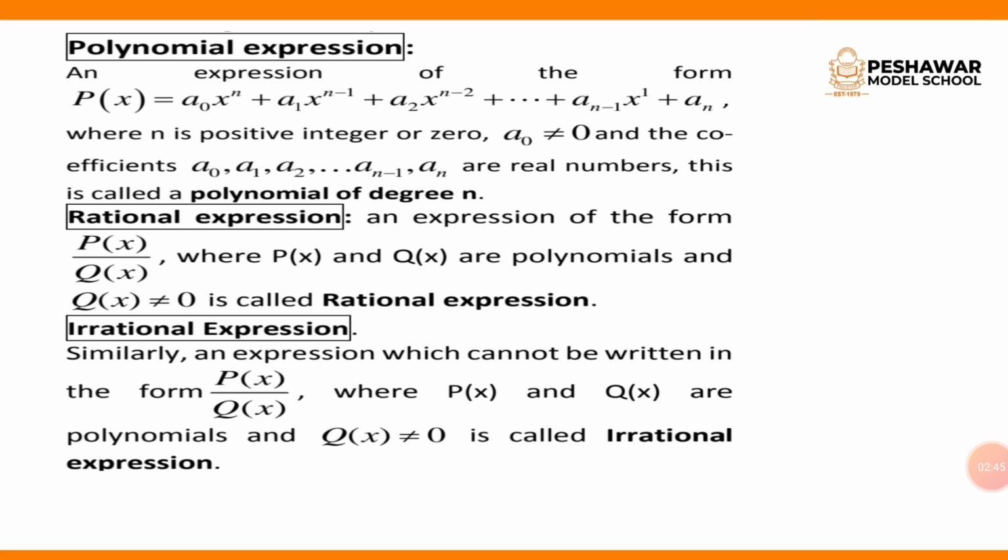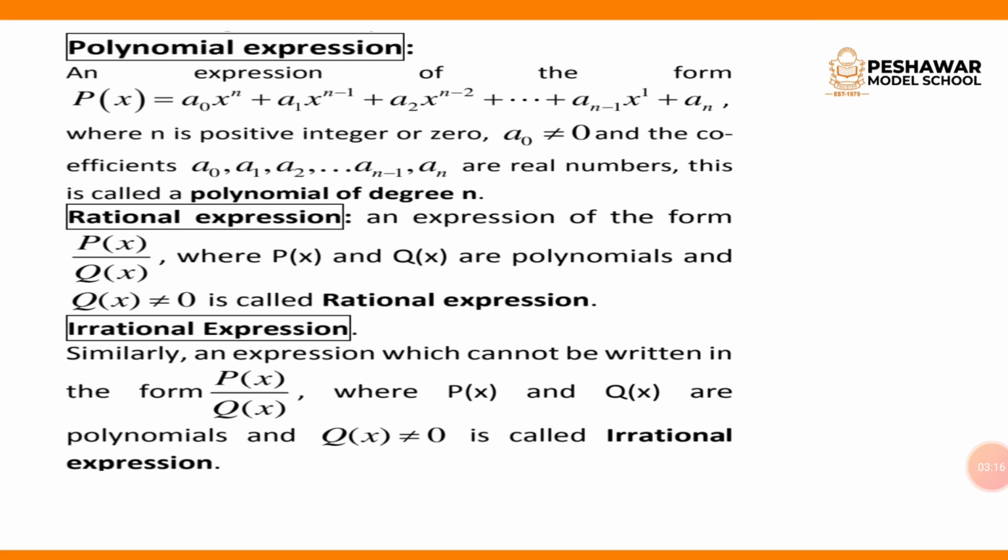Next, what is a polynomial expression? An expression of the form p of x is equal to a naught x power n plus a1 x power n minus 1 up to plus an, where n is a positive integer or 0. This is the mathematical form of polynomials. Or in short, we say that an algebraic expression is said to be a polynomial if the power of the variable is positive, or the power of the variables belongs to whole numbers.